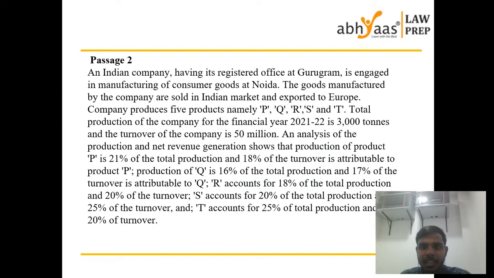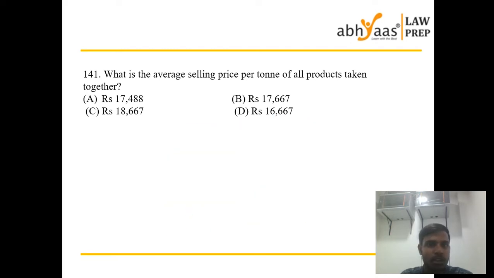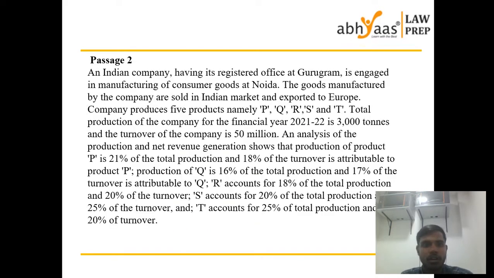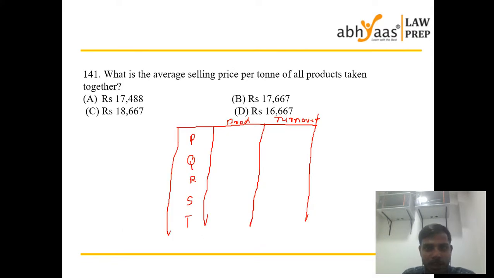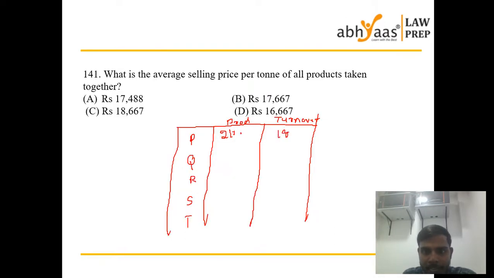Okay, it is given that the total production is 3,000 tons and the total turnover of the company is 50 million. I'm not going to calculate for each and every question; if it is required, I will do it, otherwise I won't. The production of product P is 21 percentage, and 18 percentage of the turnover is attributed to P. Its production is 21 percentage, whereas its turnover is 18 percentage.